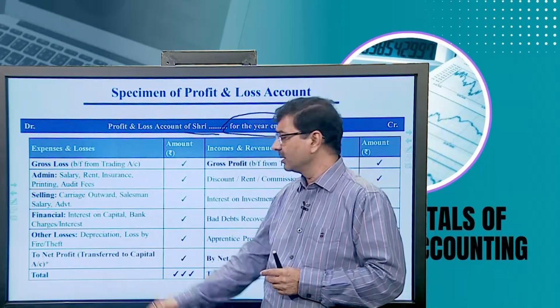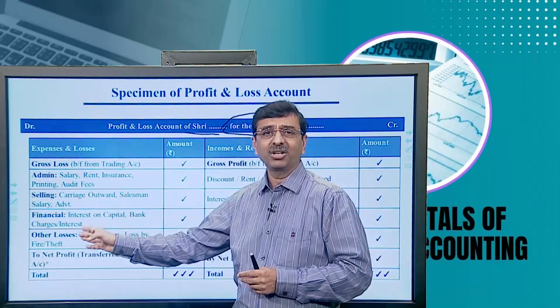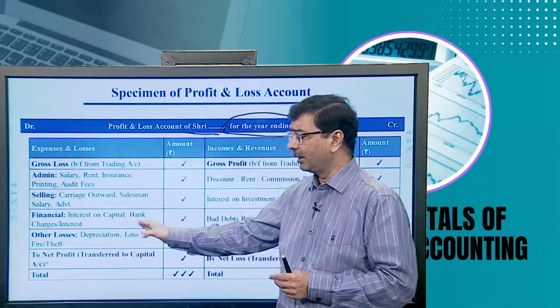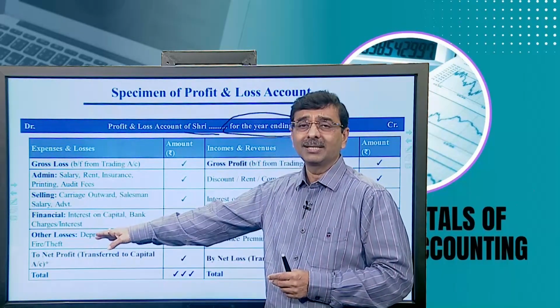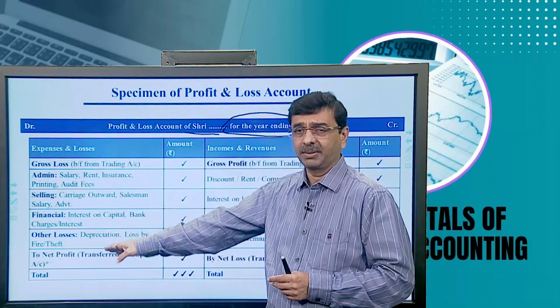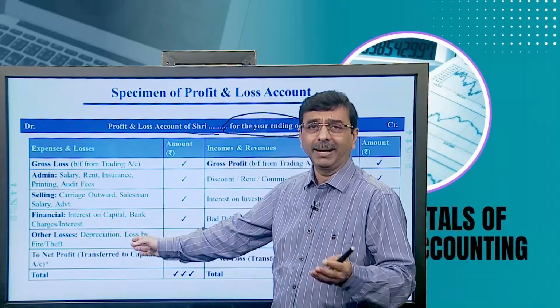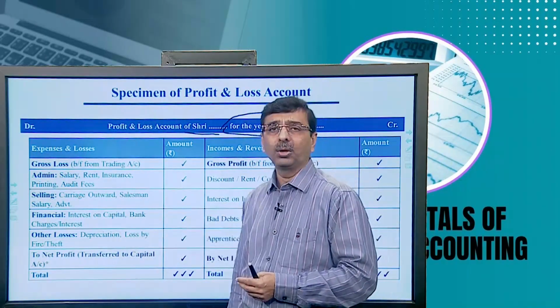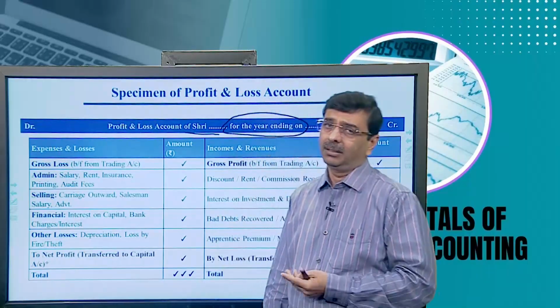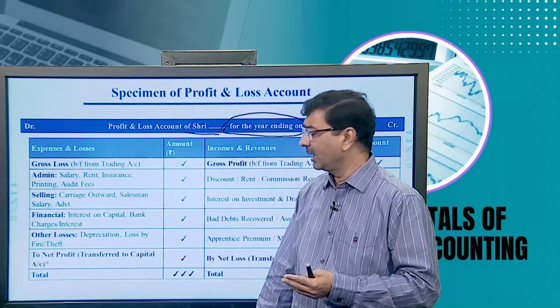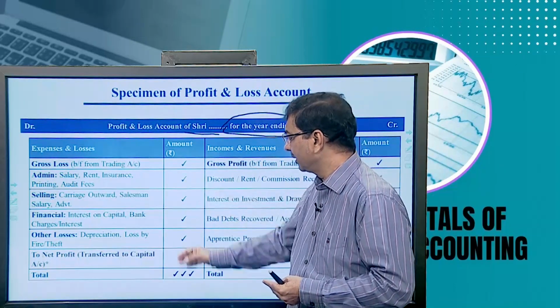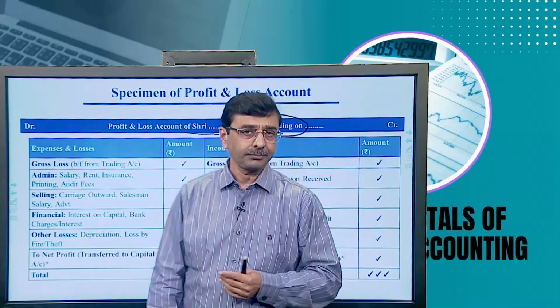Financial expenses, interest on capital, bank charges, and other interest are recorded on this account. Then the other losses, which you can consider non-cash items or non-cash expenses, like depreciation, bad debts, and loss due to fire or theft. These are considered a loss or a non-cash item, and will be recorded on the debit side of the profit and loss account.